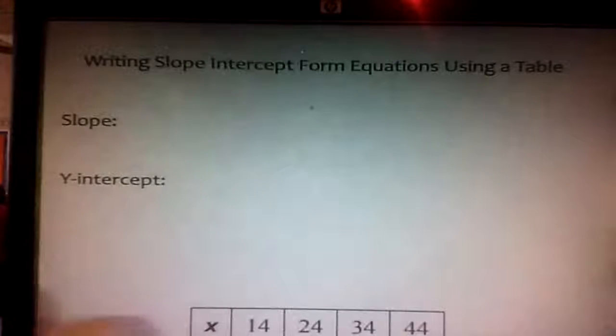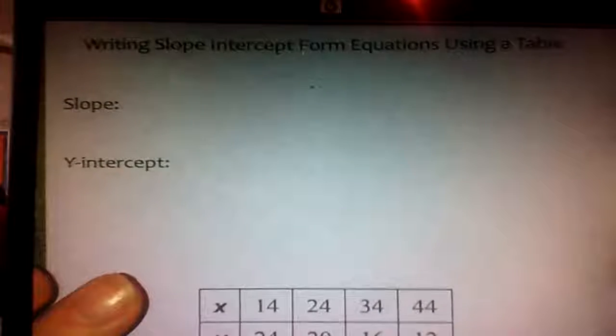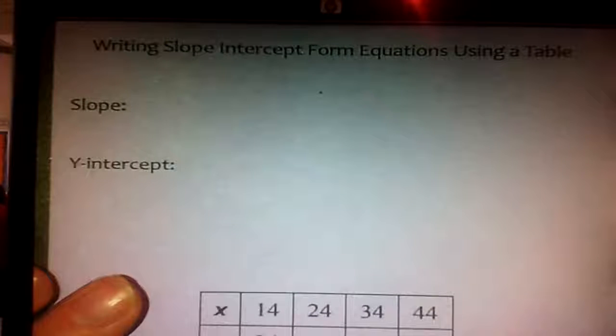Okay. Find this one next. We're going to glue it in at the end today. Writing slope-intercept form using a table.